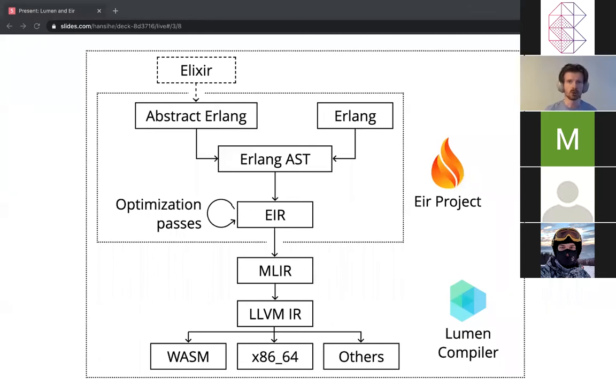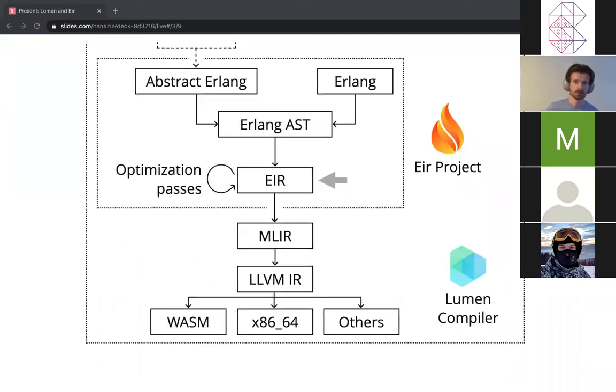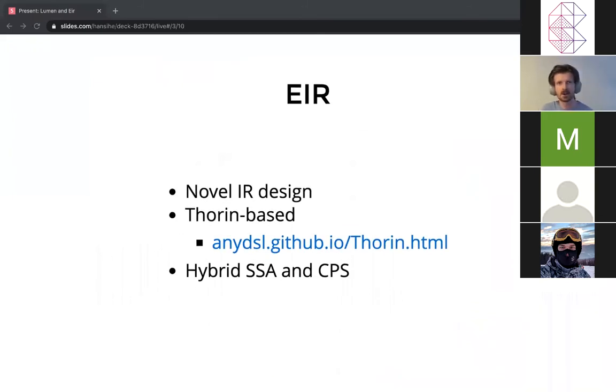So I want to cover EIR a little bit, not the project, but the IR there in the middle, because that's where a lot of the interesting Beam-specific optimizations happen. And that's a cool part. So what is EIR? It's a quite novel IR design in the sense that it's based on a relatively new research paper called Thorin. It's sort of a hybrid between SSA and CPS, if anyone knows those two. If not, don't worry about it. I'll go through some examples.